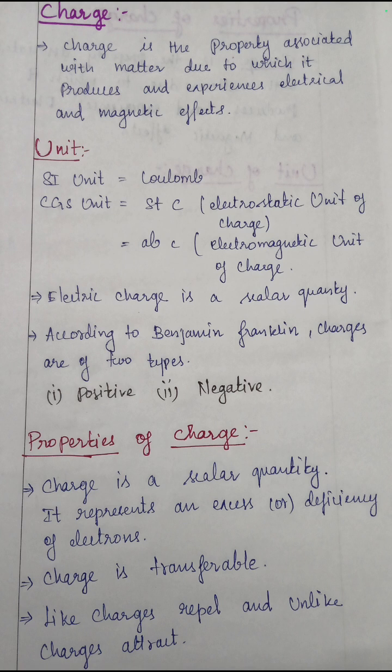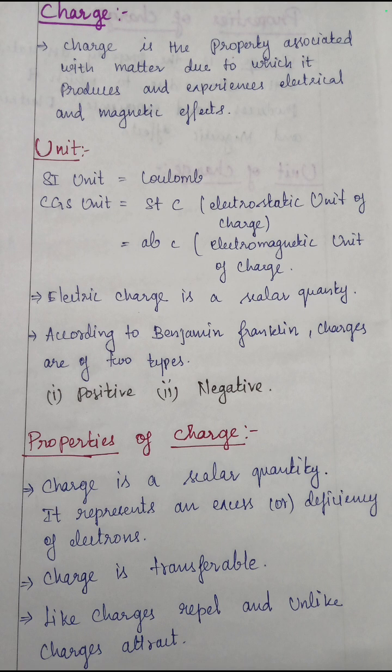Now what is a charge? Charge is the fundamental attribute of matter, that is, the property of matter due to which it produces and experiences electrical and magnetic effects. Now what is the charge on one electron? The charge on one electron is 1.6 × 10^-19 coulomb, and the charge on one proton is 1.6 × 10^-19 coulomb. For an electron it is negative, that is, -1.6 × 10^-19 coulomb, and for a proton it is +1.6 × 10^-19 coulomb.